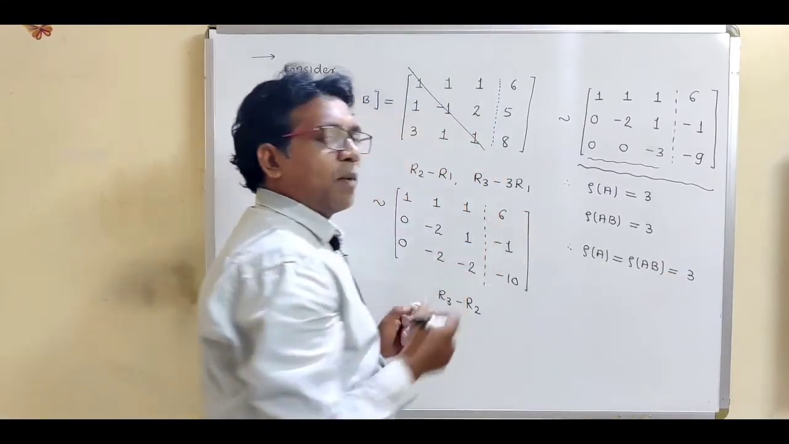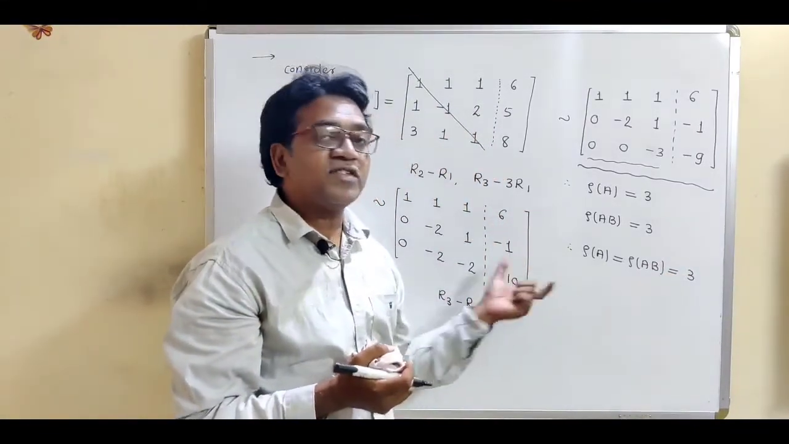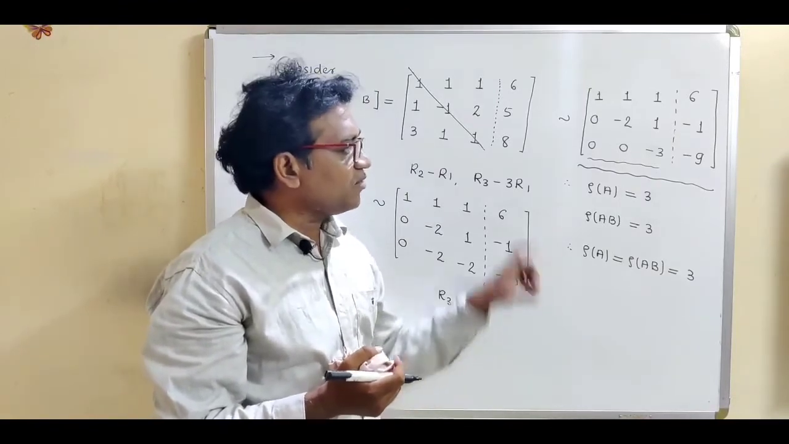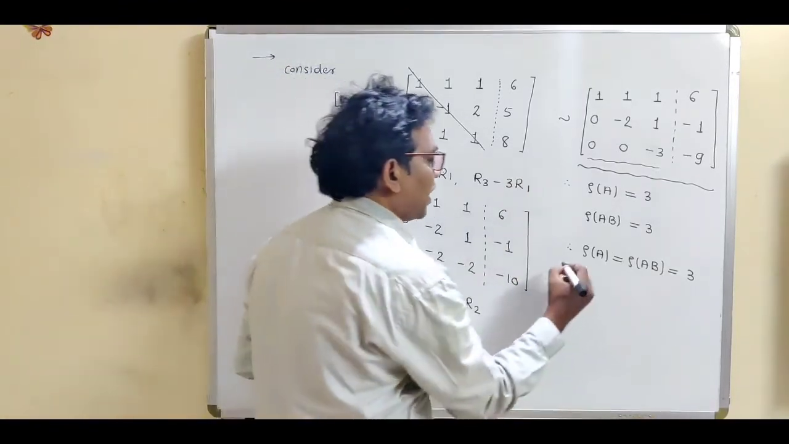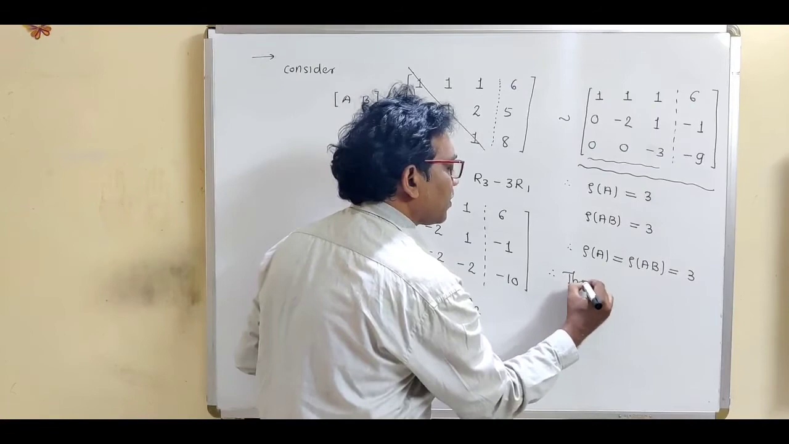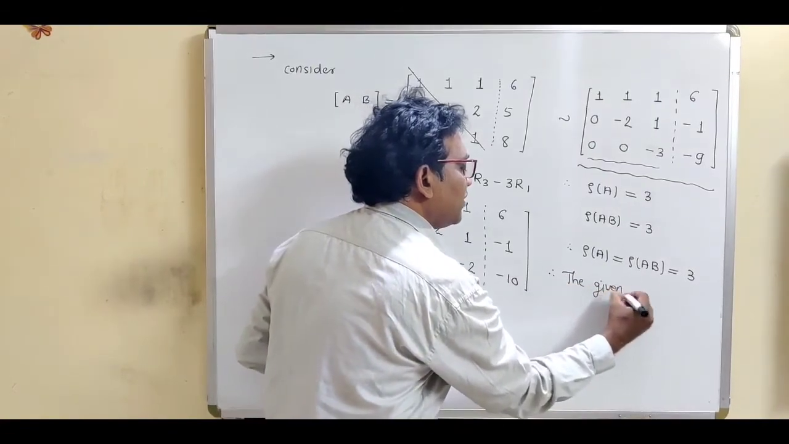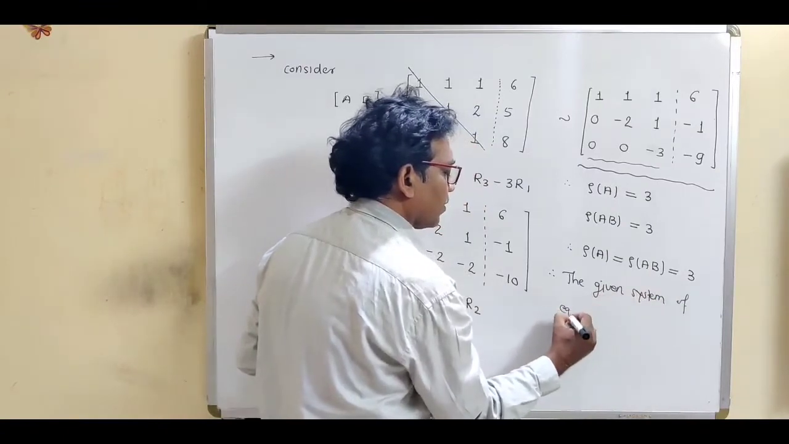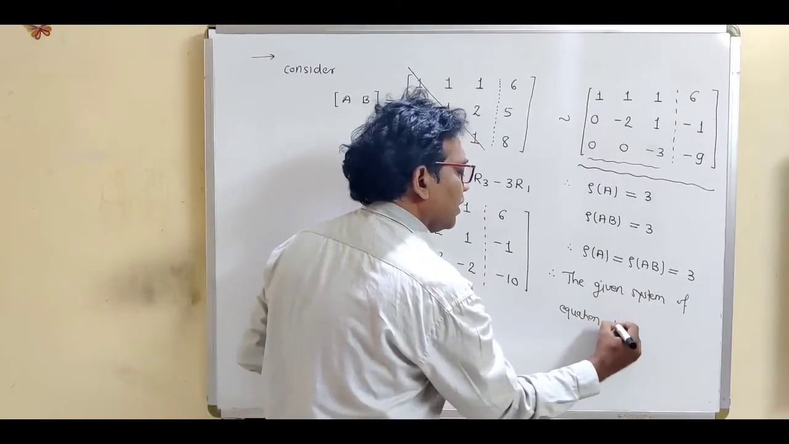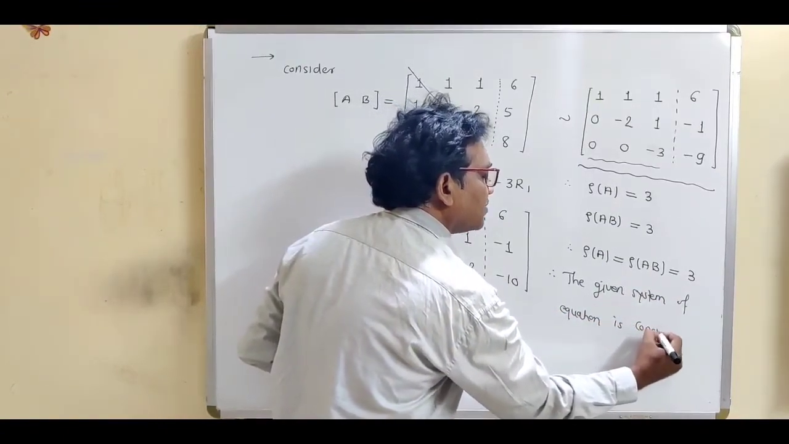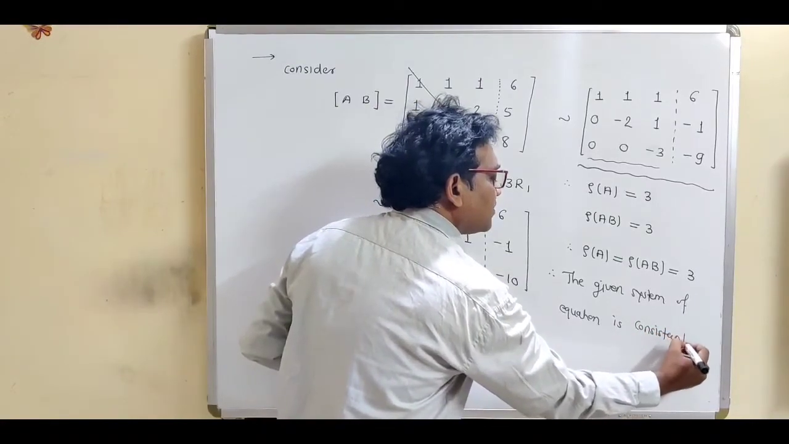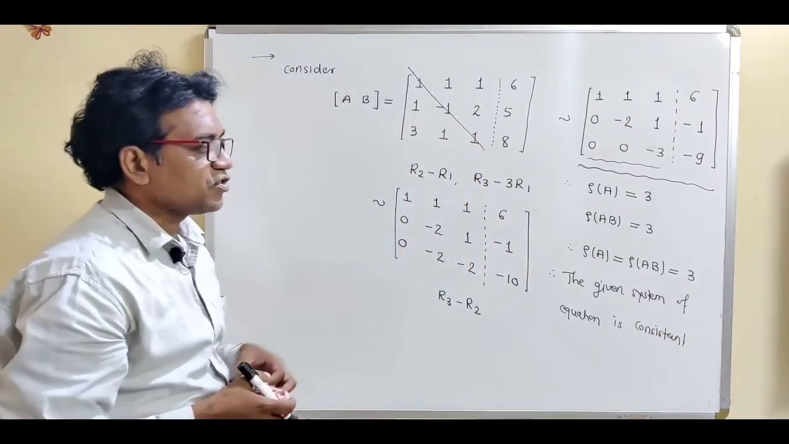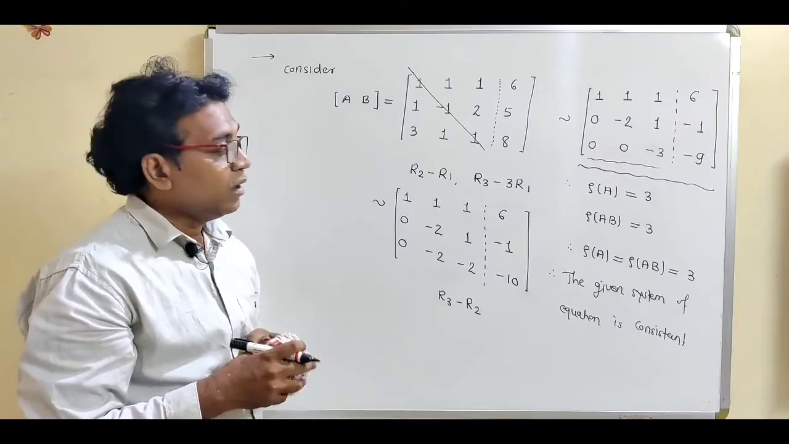So this system of linear equations is said to be a consistent system. Consistent means we can solve it. So right here, therefore, the given system of equations is consistent. Consistent means we can solve the system of linear equations.